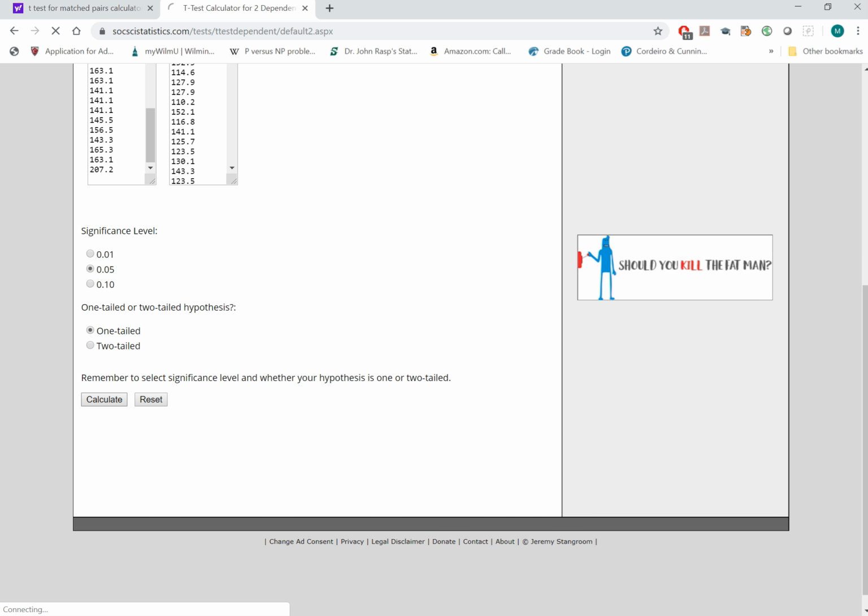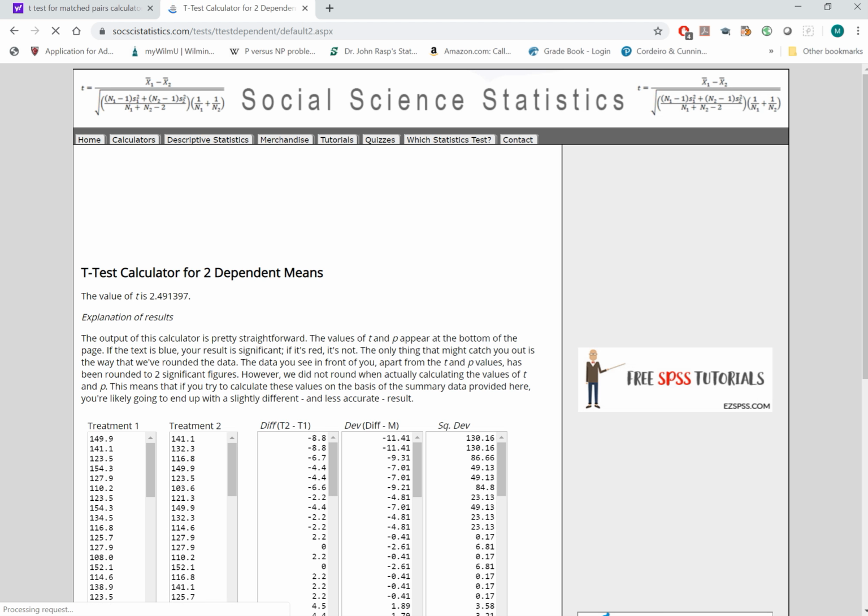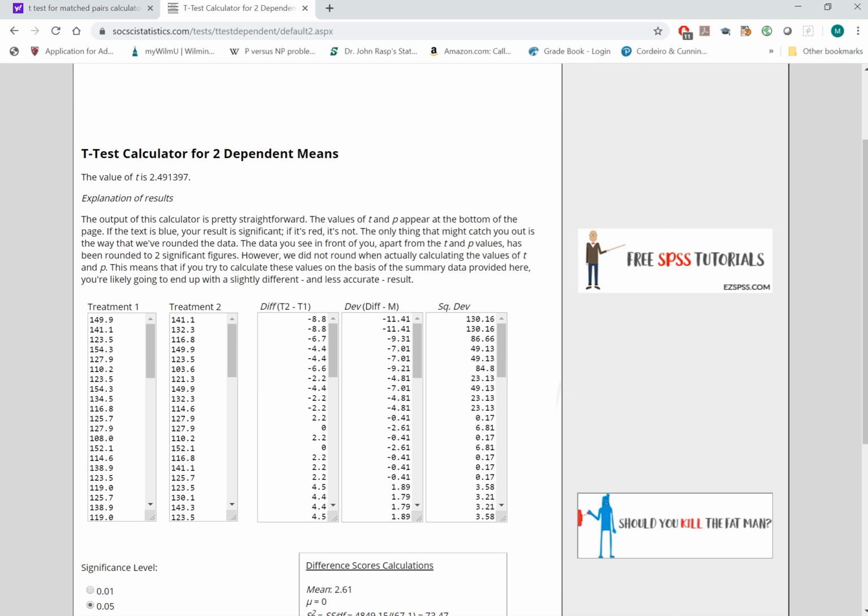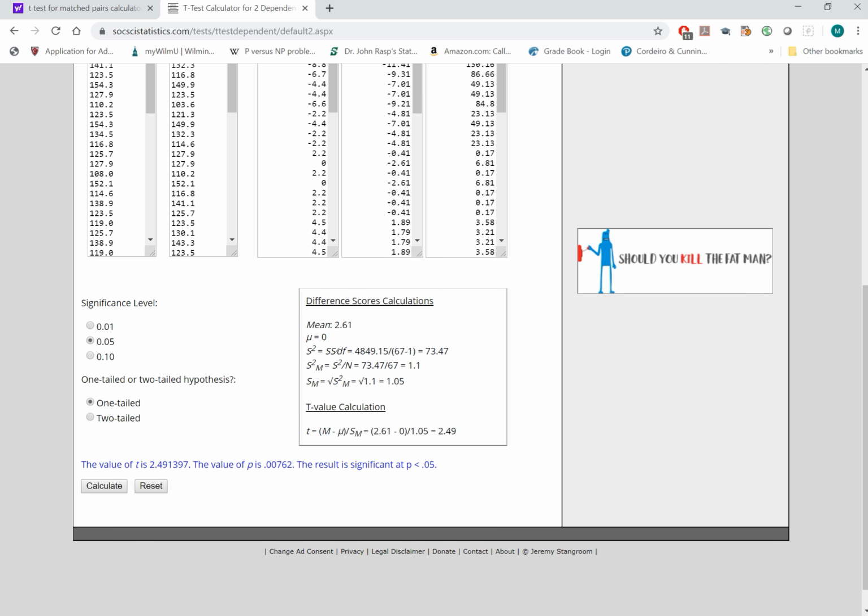I'm going to let this thing calculate it and we'll see how good it is. Okay. So according to this, it says that we're at 2.4. It's giving us our differences. Okay, this is 2.6, I was correct. Our mu sub 0, our mean of differences should be 0. Our variance is given to us. And the calculation, so this is saying that the result is significant at the 0.05 significance level. So we should reject the null. Okay, so there's everything you need to answer this question in particular. Okay?